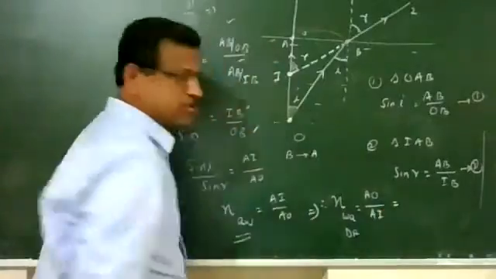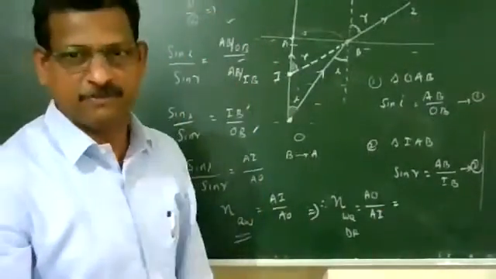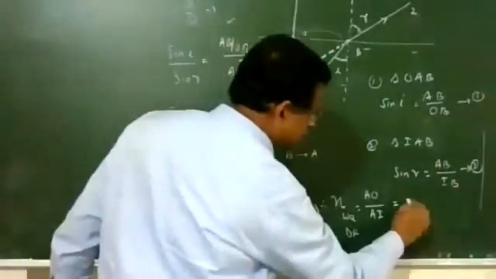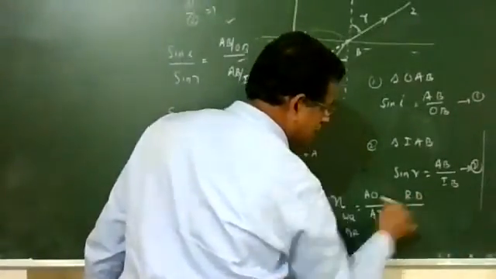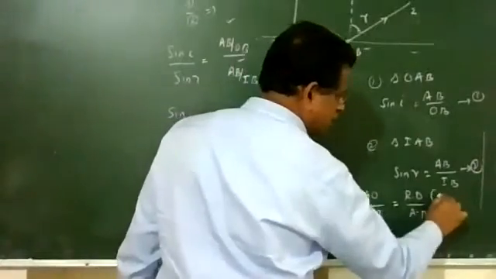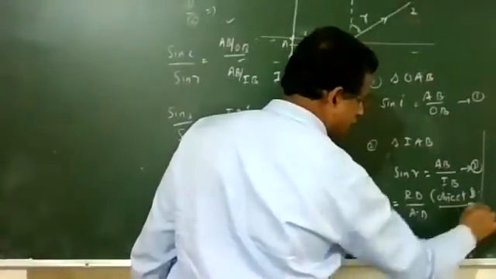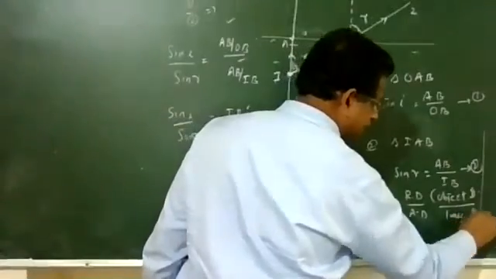So what does AO stand for? AO stands for the actual depth, the real depth, the object distance. And AI is the apparent depth. So this is the object distance divided by the image distance.